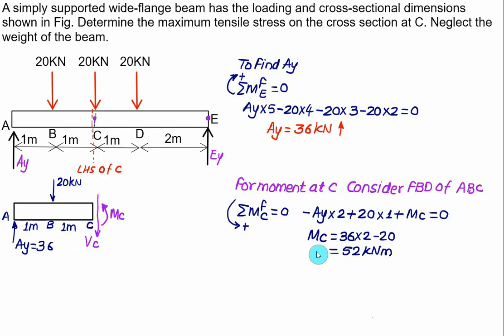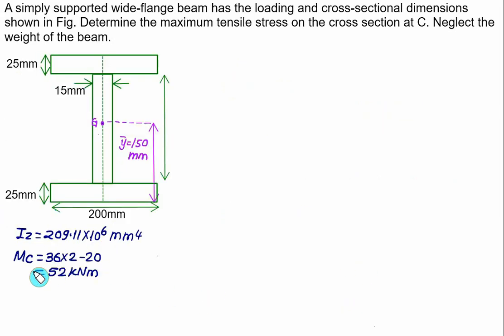The bending moment about C comes out to be 52 kilonewton meter. Now once we are ready with the bending moment at point C and the Iz, we are able to calculate the maximum tensile stress on the cross section at C. Remember the value of bending moment at C was positive. So the maximum bending stress is at the top fiber and bottom fiber. Let's say we have a point A on the top fiber and this distance of the top fiber, Y, is equal to 150. Because of the symmetrical section, the bottom fiber and the top fiber will be at the same distance. So at the bottom fiber YB will be a negative value of 150 mm.